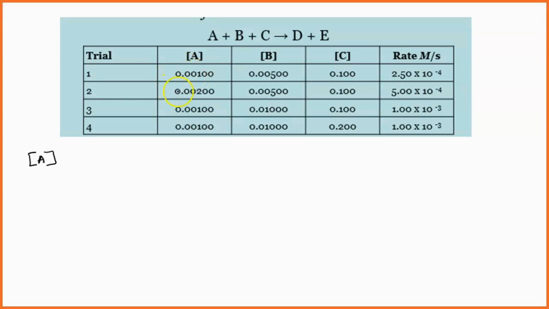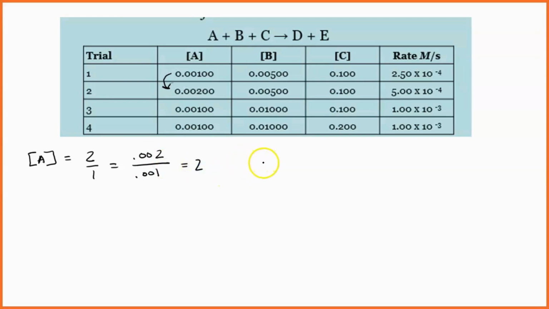So from 1 to 2, I see that A changes and everything else stays the same. So I'm going to compare 2 to 1. I did 2 over 1 because the concentration in trial 2 is higher than the concentration in trial 1. So I'm going to write the concentration of 2 over the concentration of 1, and I'll divide them. That's a factor of 2.